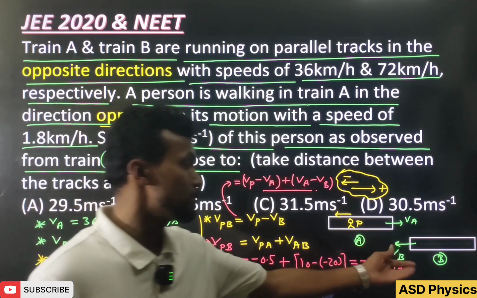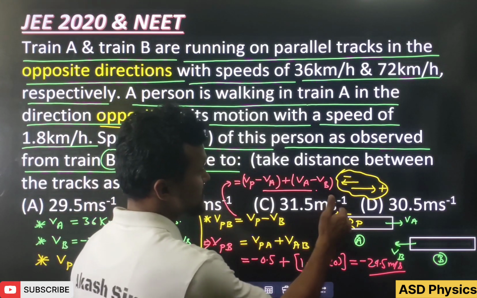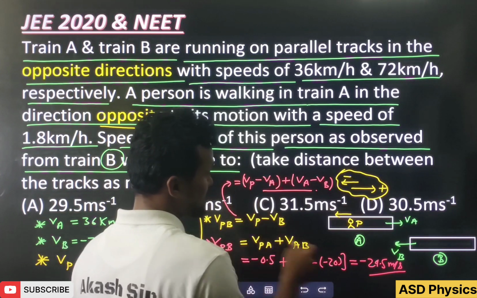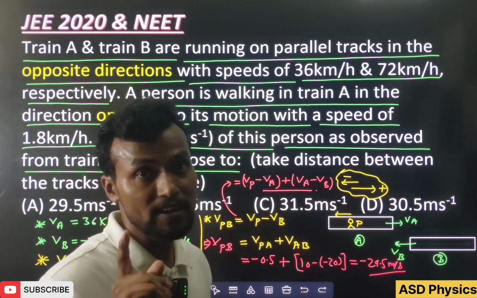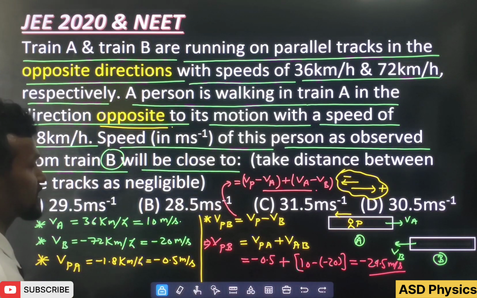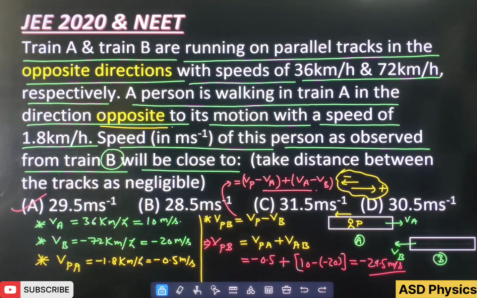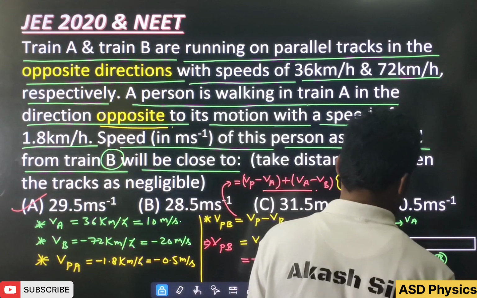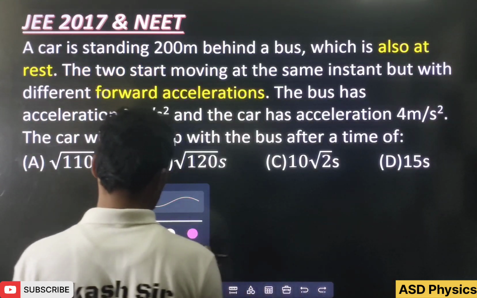That means train B will observe that this person is moving in the negative direction with a speed of 29.5 meter per second. Which option is correct here? The correct option is 29.5 meter per second. From the direction sense, we can tell it is in the west direction. Is it very clear? Now students, let's move to the next question.